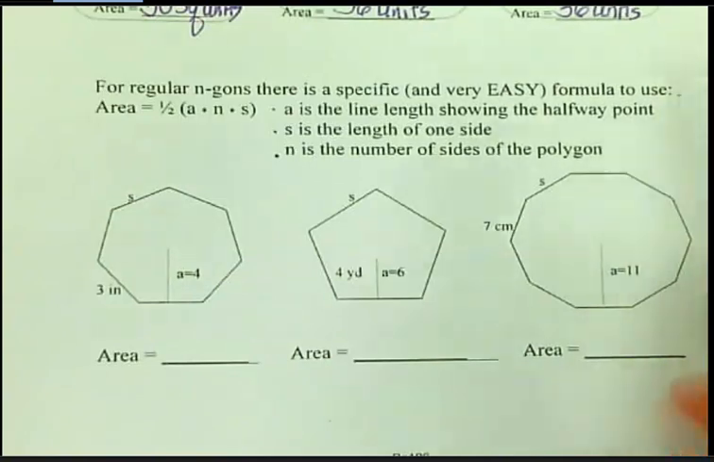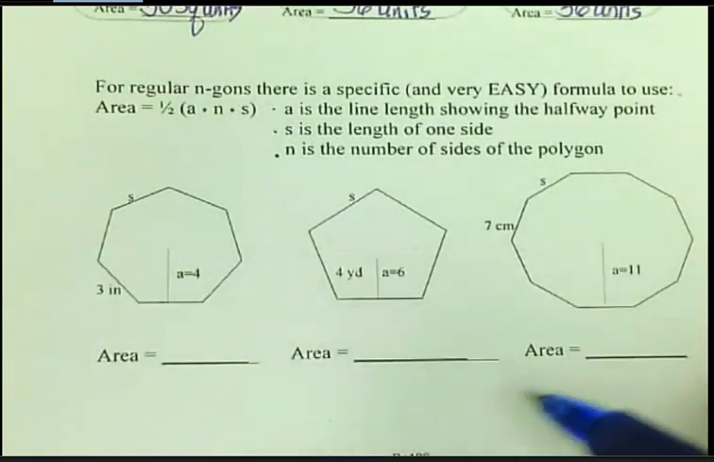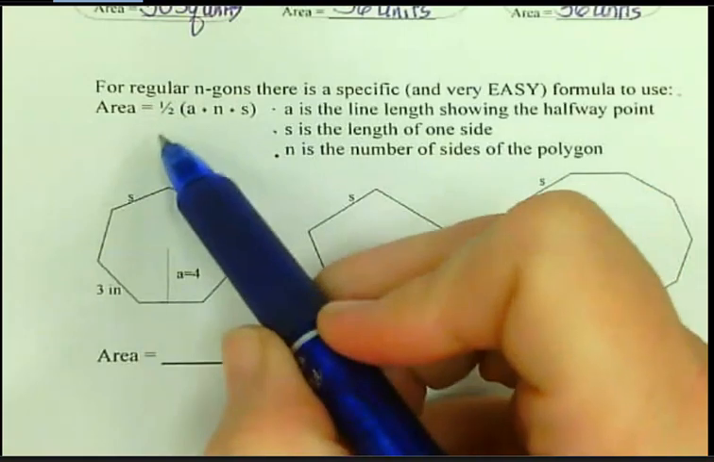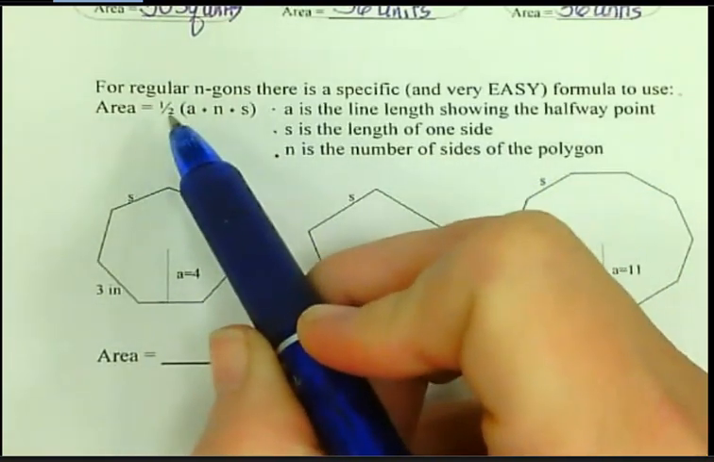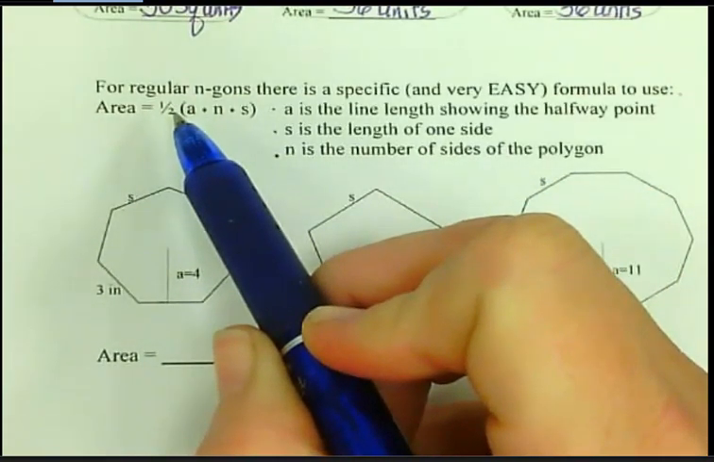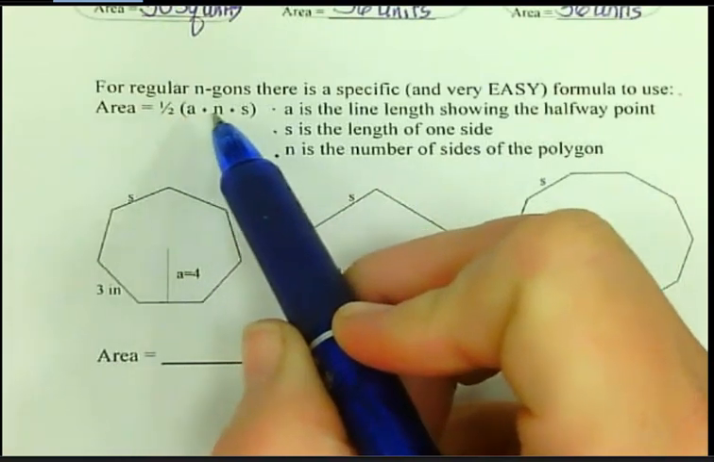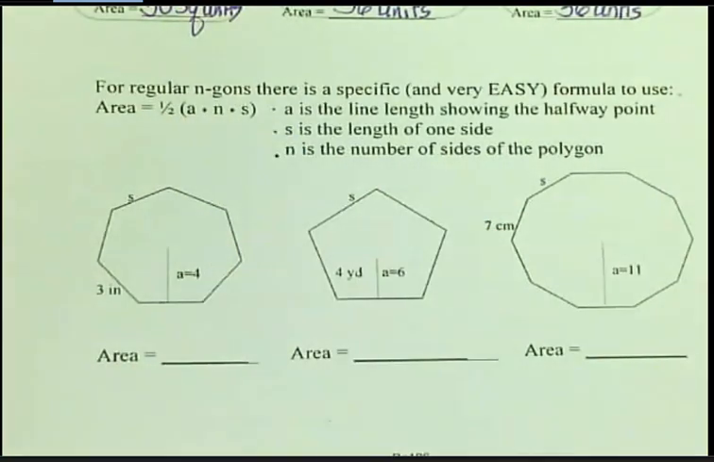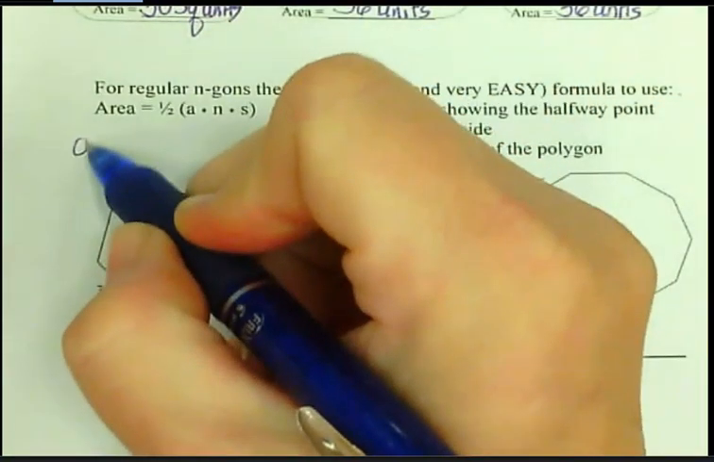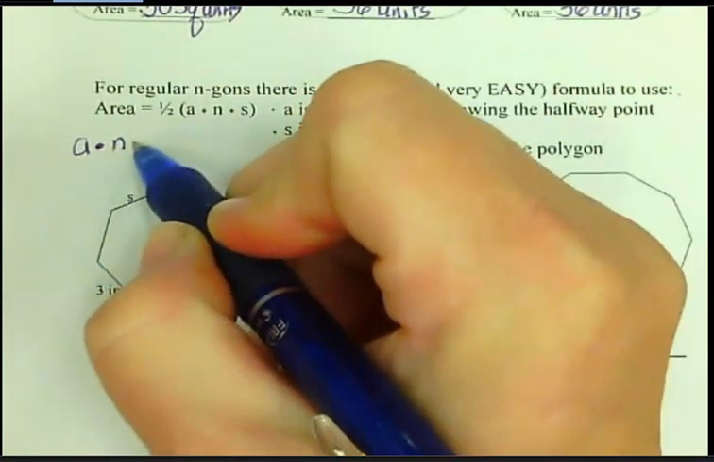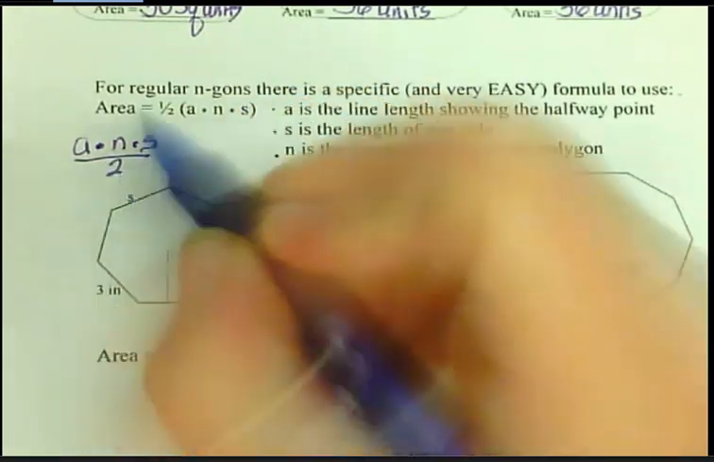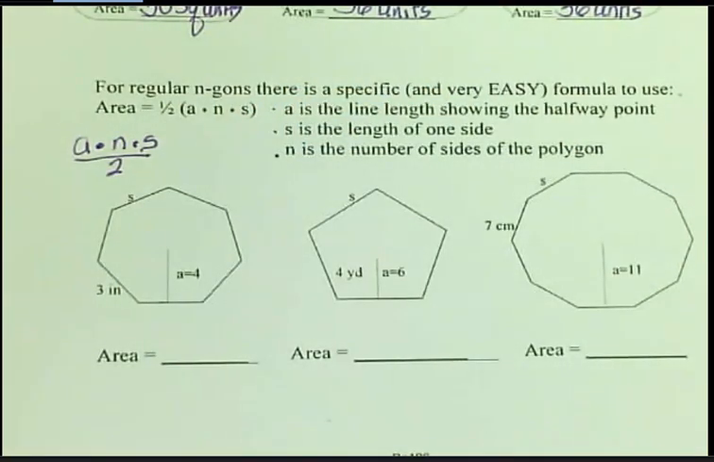Okay, so for any of our gons, we have area is equal to 1/2 times A times N times S. Okay, we could also write it A times N times S divided by 2. It's the same thing. Okay? Now, I know you're going, A-N, what? Where are these letters coming from, Mrs.? Oh my gosh, we didn't have those in 101.